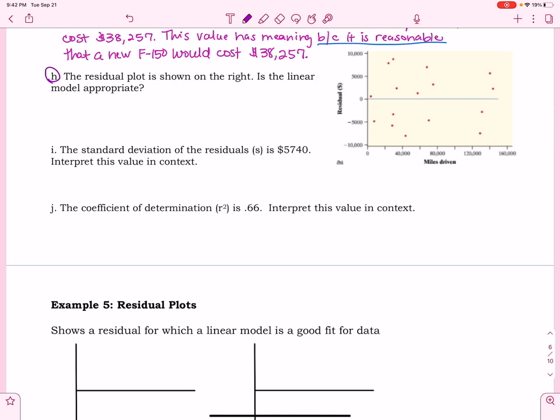So this is feeding off of the idea of using the residual plot to determine if in fact the linear model is appropriate. As you can see in my residual plot, I have a random scatter of points. There is no form to this. It doesn't make some kind of linear form, or a quadratic form or anything like that. So since I have a random scattering of points, my answer is yes. Yes, the linear model is appropriate.